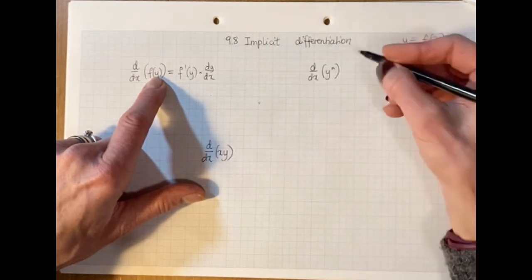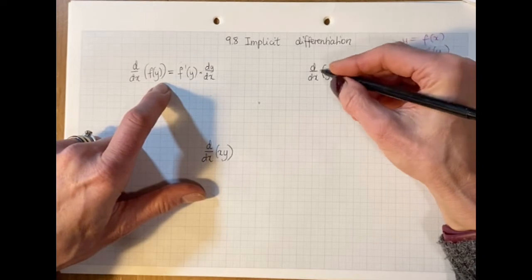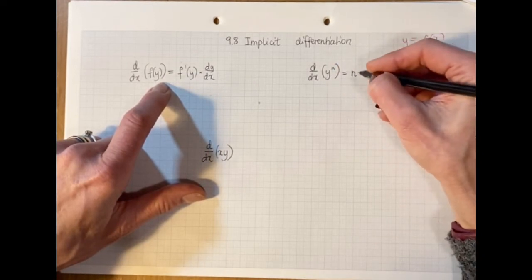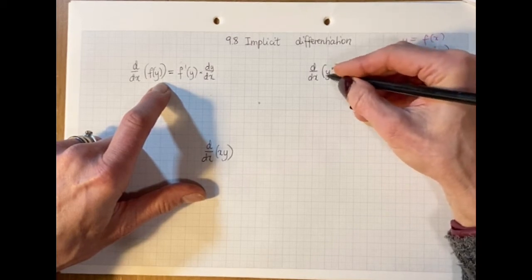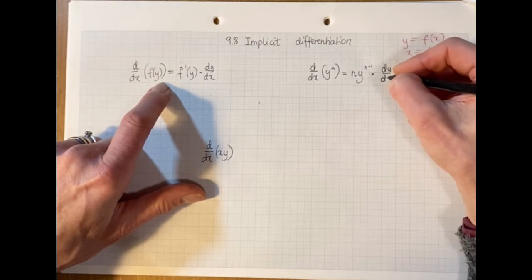There you go. So you have to differentiate the outside function, follow it by dy dx, which is the differentiated inside function. So over here, if you've got y to the power of n, then you apply the normal rules for the power function. So the power comes down, reduce the power by 1, but then you need to follow it by the inside function differentiated. So that y differentiated is dy dx.